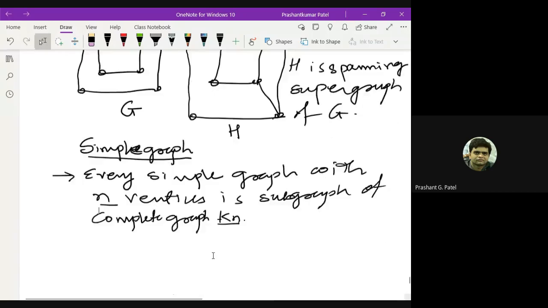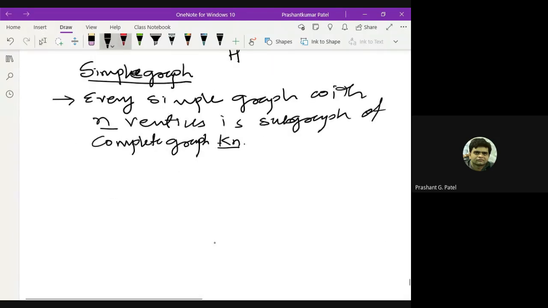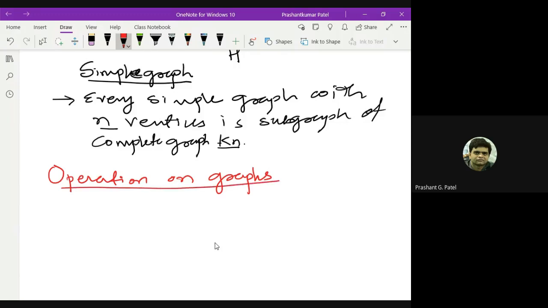Now let us discuss operations on a graph. If we have two numbers, then we can add them, we can subtract them. Likewise, can we do some operation on graphs? That means, can we take the union of two graphs, or the intersection of two graphs? How can we define the union and intersection of two graphs? That is the concept called operations on a graph.